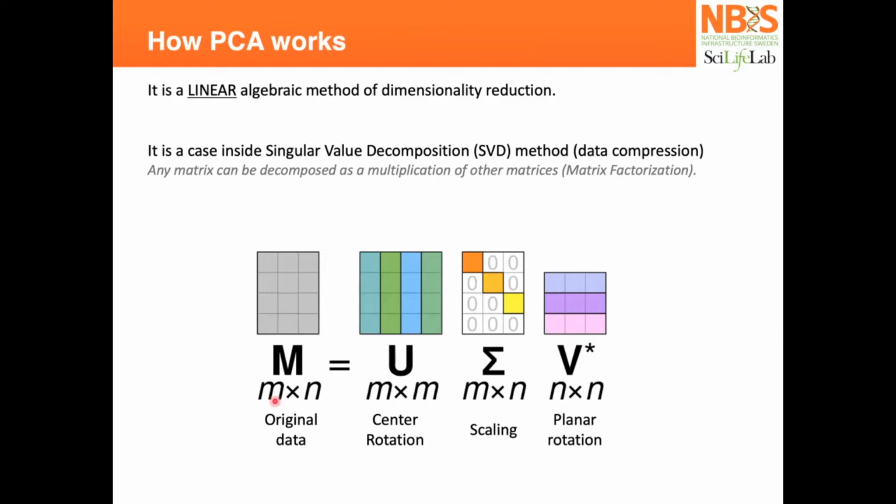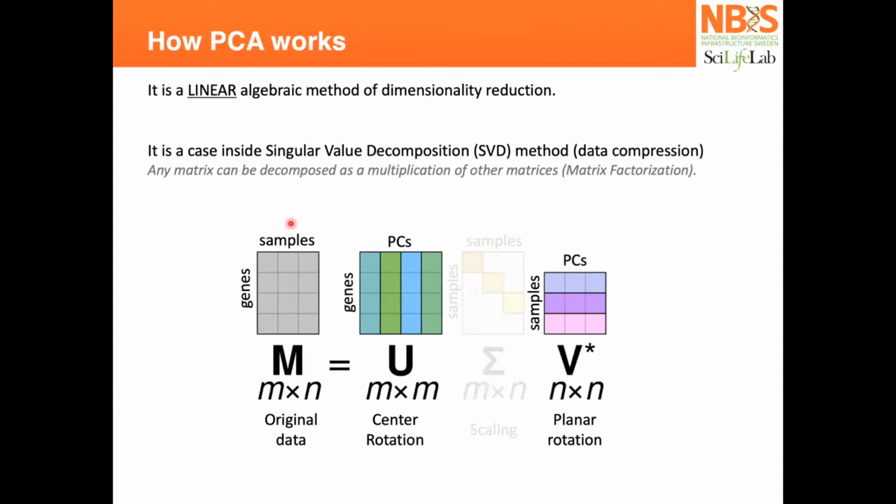But we can illustrate this as a multiplication of matrices like this. This is the original matrix that you have, your genes and your samples. And that matrix can be a multiplication of a genes versus principal components matrix, times another matrix of samples times samples, and another matrix of samples times principal components. The idea of PCA is to find which values for those three matrices can be multiplied together to generate your original matrix.